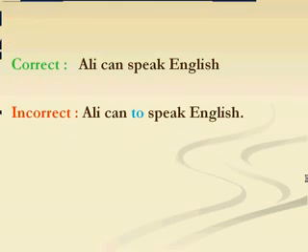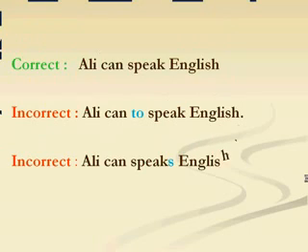Now look at the wrong sentence. Incorrect is Ali can to speak English. So you cannot use infinitive. You cannot use to plus verb's first form, to plus speak. This is wrong. Ali can to speak English, this thing is wrong. Okay, another incorrect sentence, Ali can speaks English. This thing is also wrong, right?